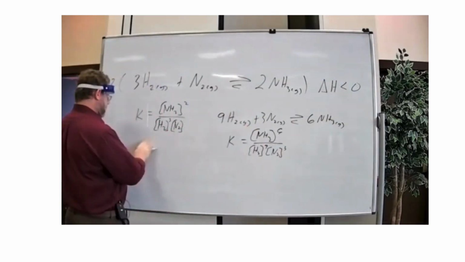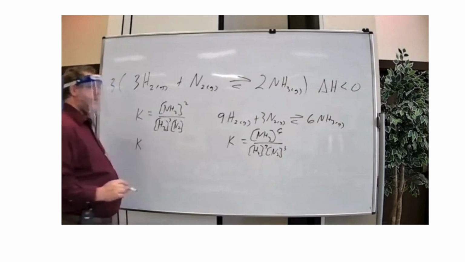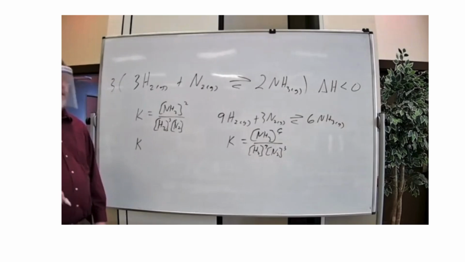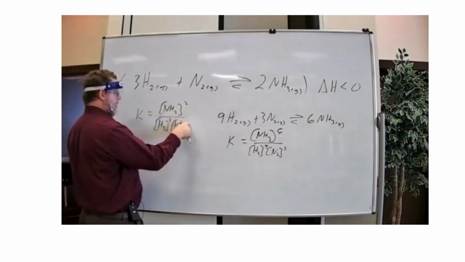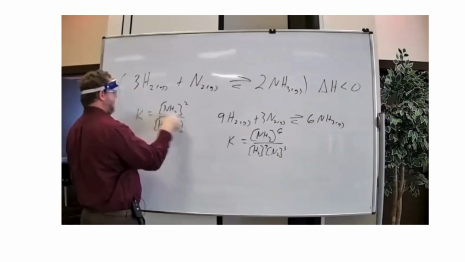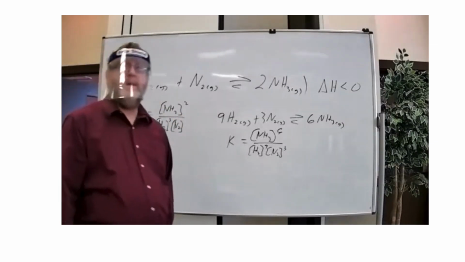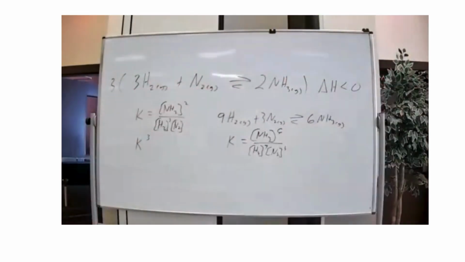Well, this is equal to K to the third power, right? I multiply all of my exponents by that coefficient, raising it to the third power. This is how we can manipulate equilibrium constants. There are going to be some times where manipulating equilibrium constants is going to be very important. We will see some of those next week when we start in on chapter 16.